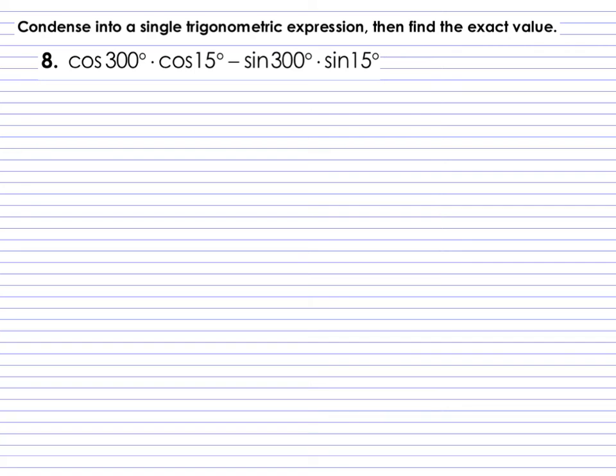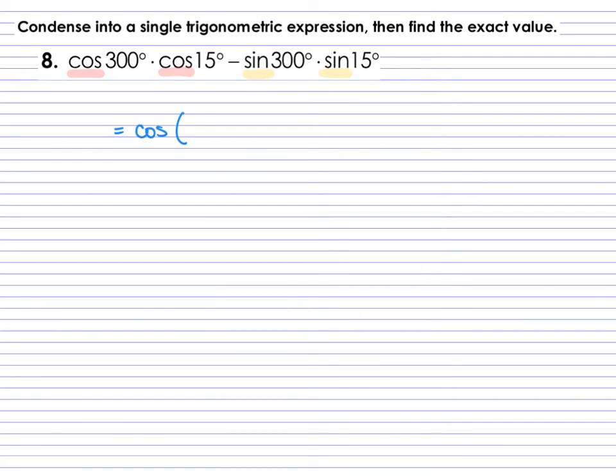We're going to approach number 8 in a similar way. We're going to analyze the expression we're given. So right off the bat, I'm noticing that I've got a cosine and a cosine, and I've got a sine and a sine. So right away, looking back at the formulas, I know that I'm dealing with one of the cosine expressions. So this is going to be the cosine of something.